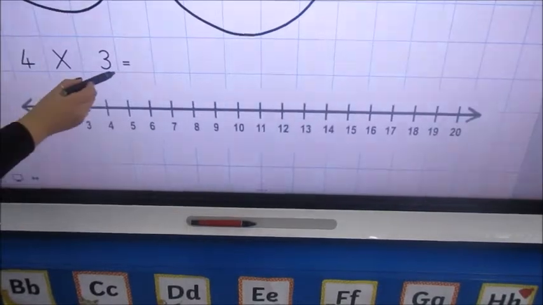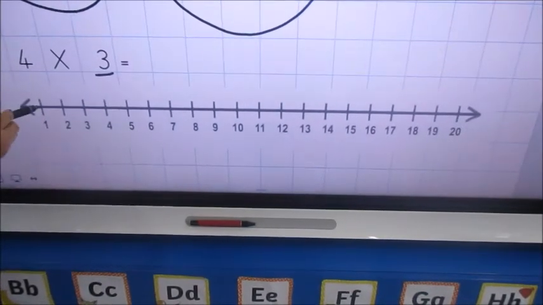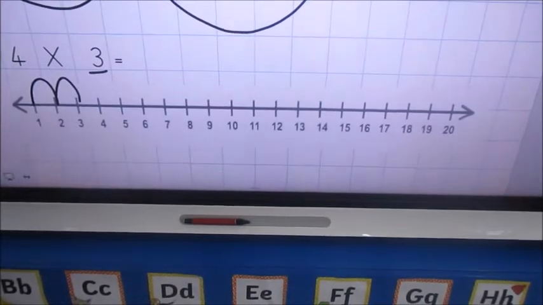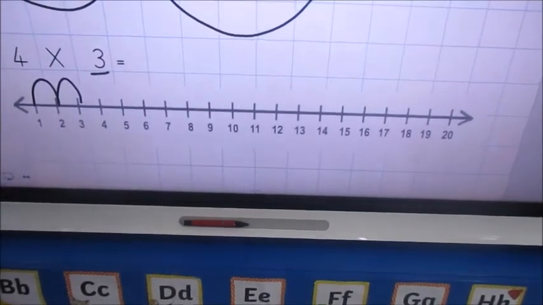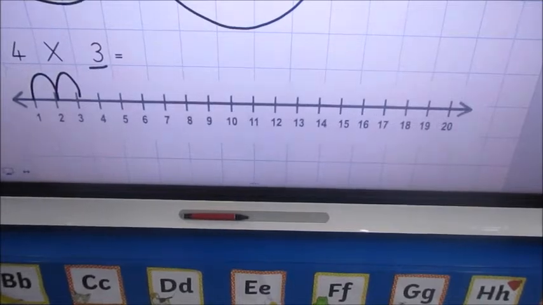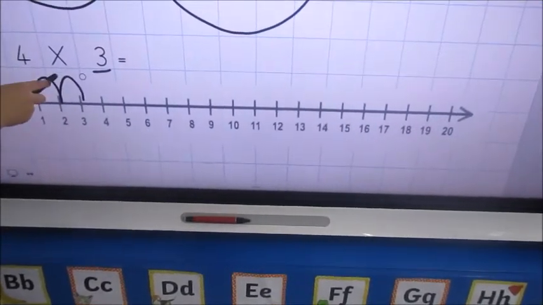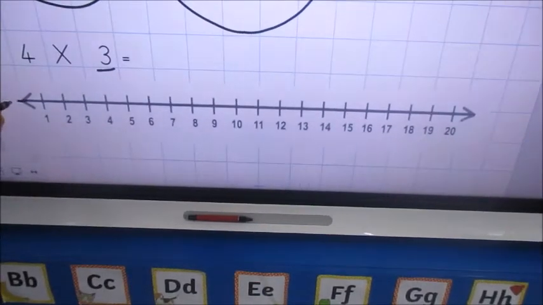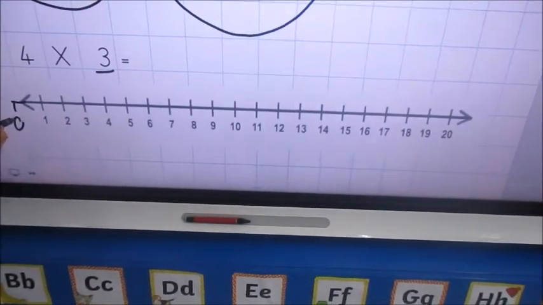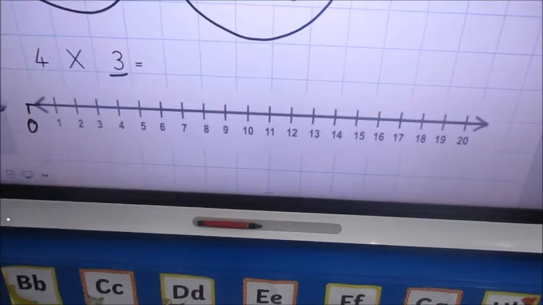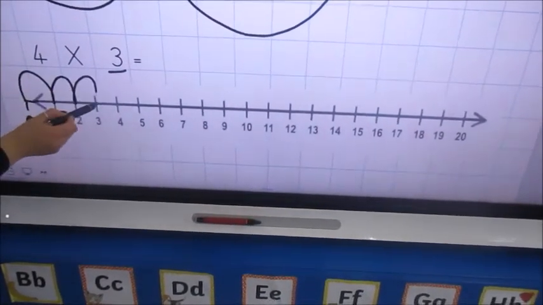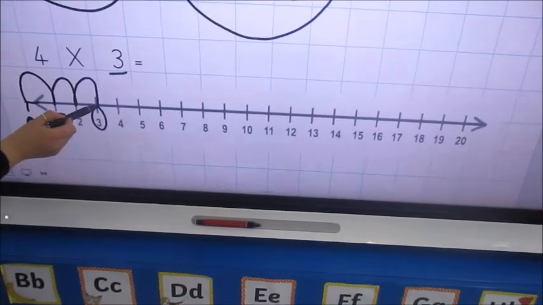So I'm going to do 3 jumps on my number line. 1, 2, oh, now Miss Evans has made a little mistake. Where must we always start on our number line? On 0. Right, back we go. Okay, so I'm going to put 0 here, starting at 0. Going to do 3 jumps. 1, 2, 3. I've landed on number 3.